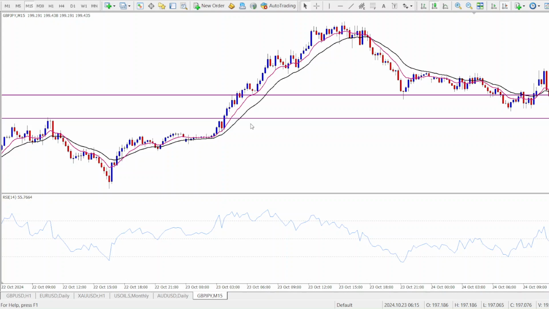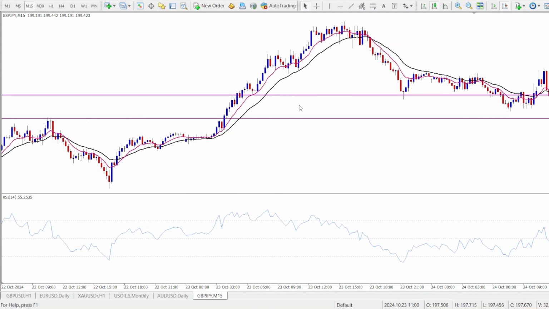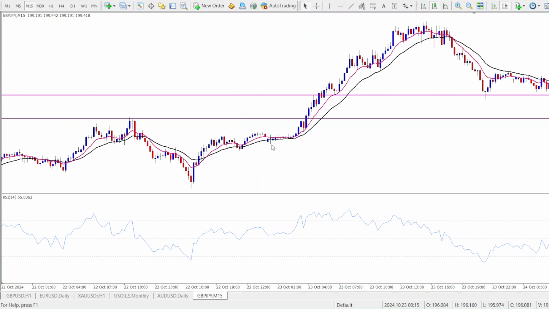Now let's wrap it up with a quick summary. For GBPJPY scalping, focus on key trading hours during the London and New York sessions. Okay, if you want to get the most out of the scalping strategy, you will want to focus on the London and New York sessions. Okay, and then use the 9 and 20 EMAs for momentum and trend confirmation, and then check the RSI to avoid entering overbought or oversold areas.